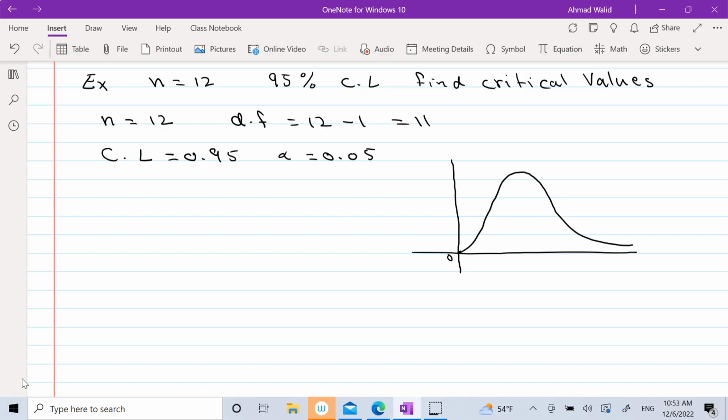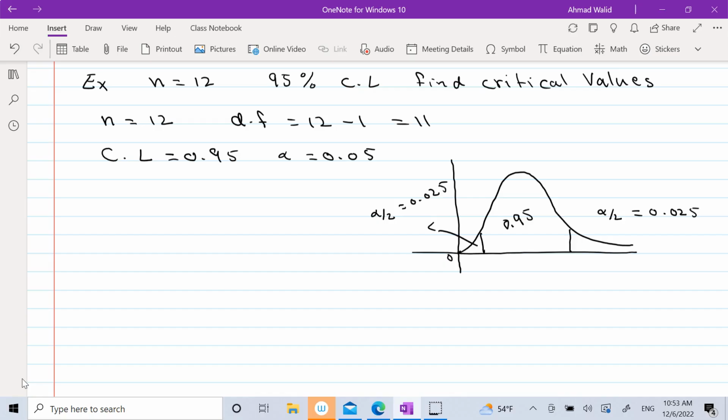This point is 0, correct? If my confidence level is 0.95, then this side will be alpha over 2, which is 0.025. You know how to find alpha over 2. You divide your alpha by 2, correct? And this side is also alpha over 2, which is 0.025.